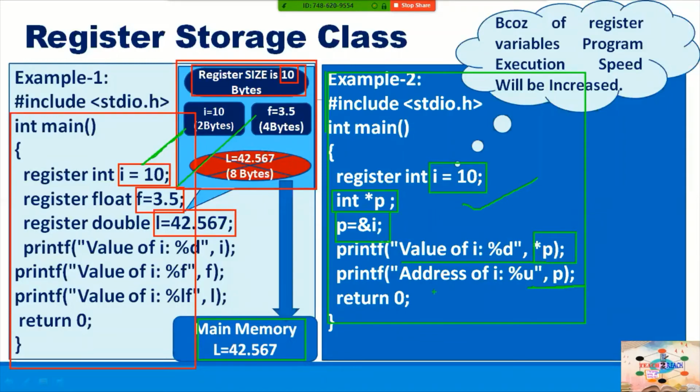That is about register storage classes. What is the purpose of register storage classes? If you use the register storage class to declare different variables, the program execution speed will be increased, because we can frequently access that particular register variable from the CPU register to perform tasks, so that we can run the program at high speed. That is about register storage class.